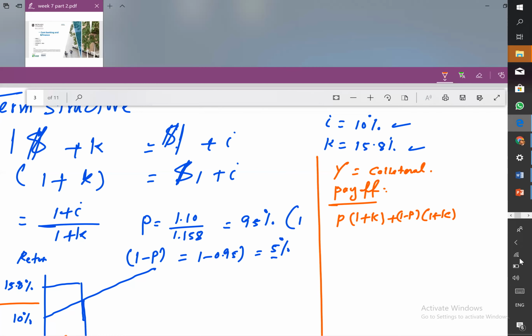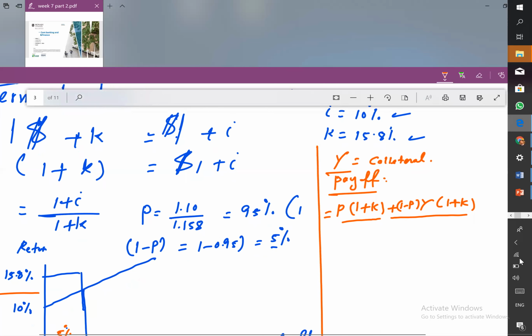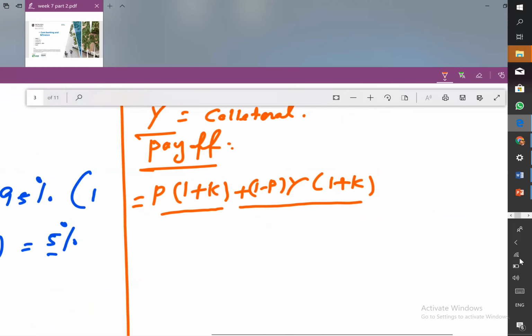And then I can multiply them by the 1 plus K, by the lambda, which is the probability of, which is this one, which is the collateral. So the payoff now will be 1 plus, this is the probability of payment, this is the probability of defaulting, and all of it actually should equal 1 plus I.